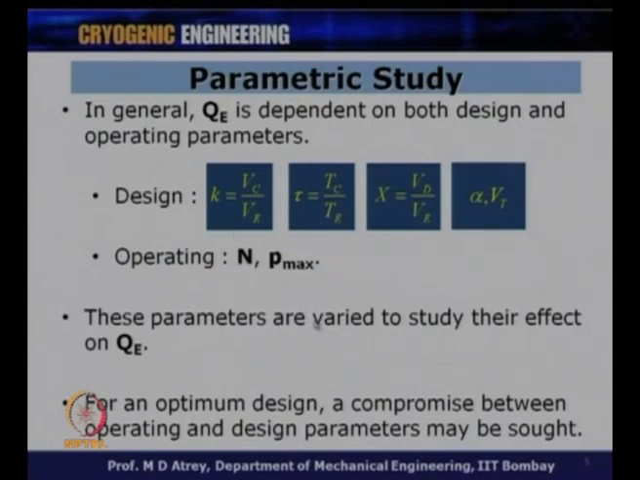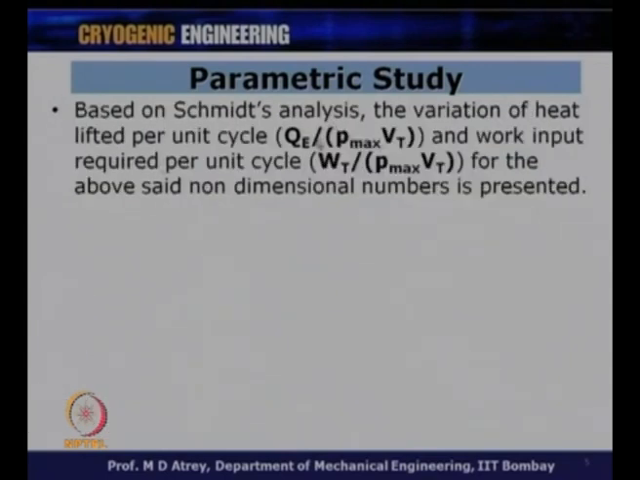That means, they can be fixed and a design can be worked out for the remaining 3 or 4 parameters. So, based on Smith's analysis, the variation of heat lifted per unit cycle, which is QE upon P max into Vt. The QE here is heat lifted per unit cycle, P max is maximum pressure and Vt is the total swept volume in the system. So, QE upon P max into Vt is a non-dimensional parameter, and the work input required per unit cycle, which is Wt divided by P max into Vt, is presented for the above said non-dimensional number.